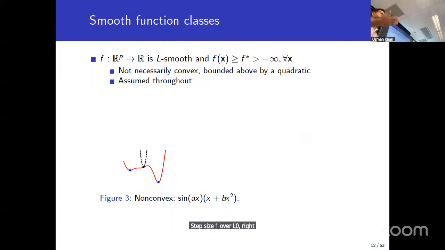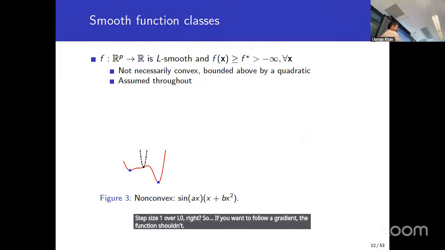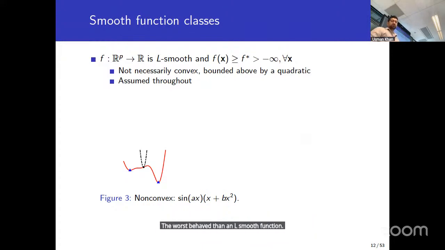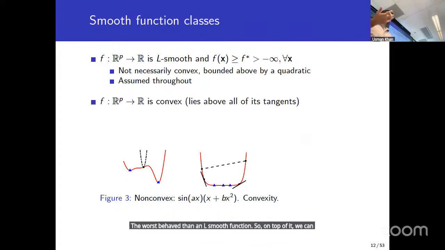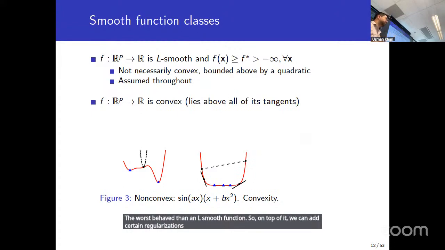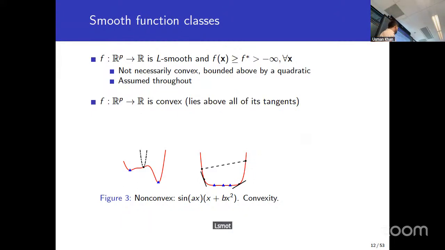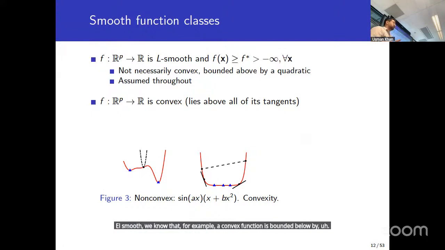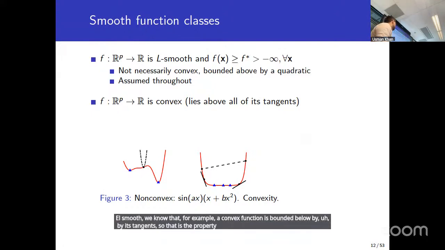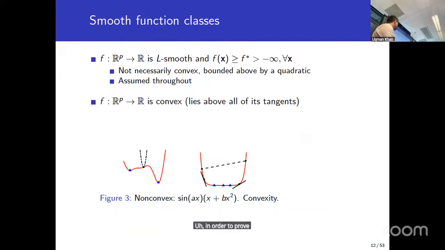So if you want to follow a gradient, the function shouldn't be worse behaved than an L-smooth function. On top of it, we can add certain regularization. Convexity is one. If a function is convex and L-smooth, we know that, for example, a convex function is bounded below by its tangents. That is the property we typically use in order to prove several results.